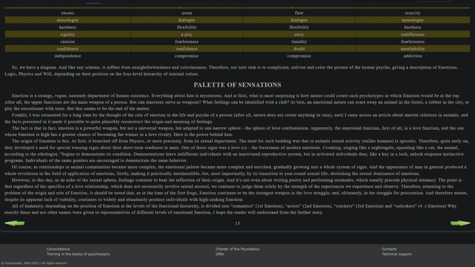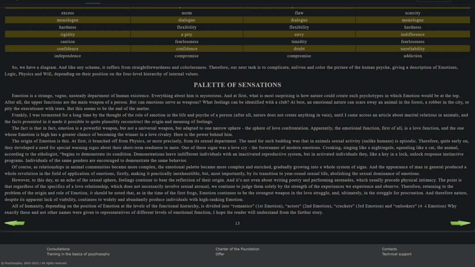So look that up. Okay, frankly, I was tormented for a long time by the thought of the role of emotions in the life and psyche of a person. After all, nature does not create anything in vain. Until I came across an article about marital relations in animals, and the facts presented in it made it possible to quite plausibly reconstruct the origin and meanings of feelings.